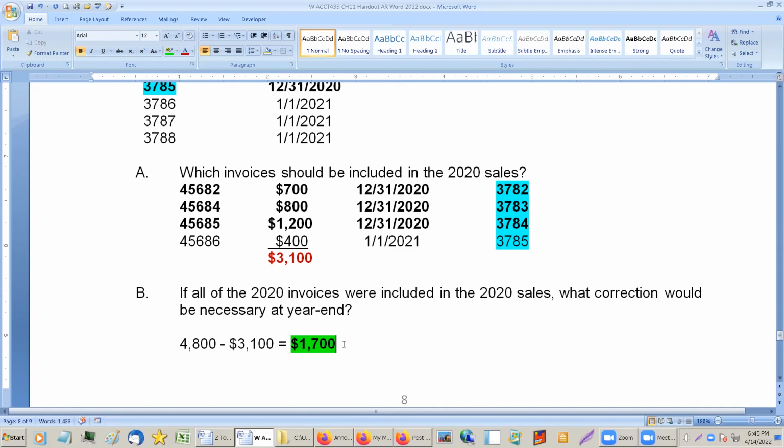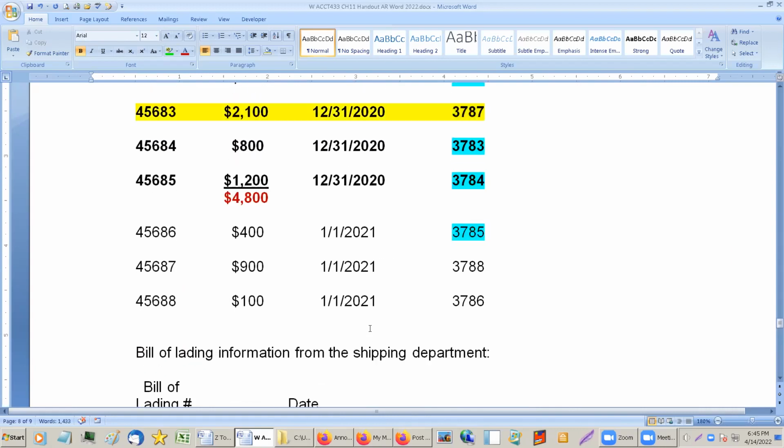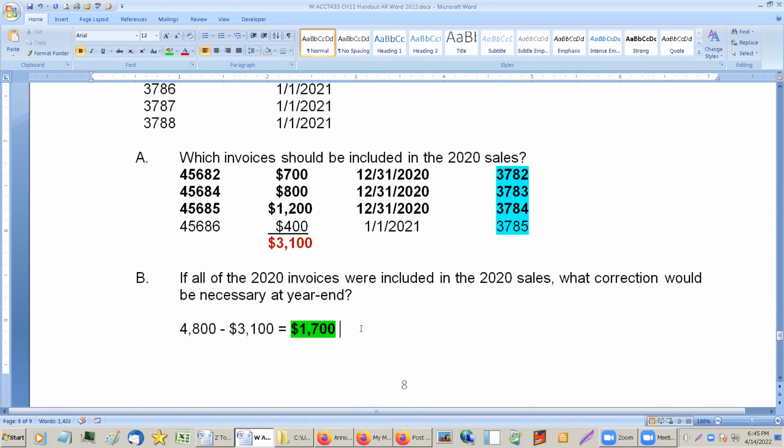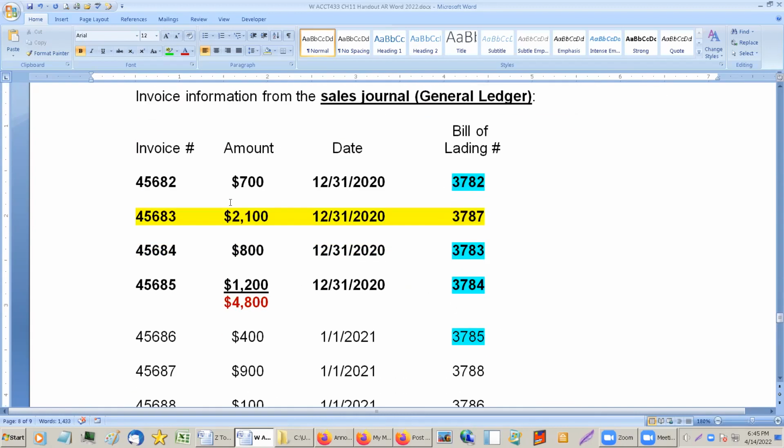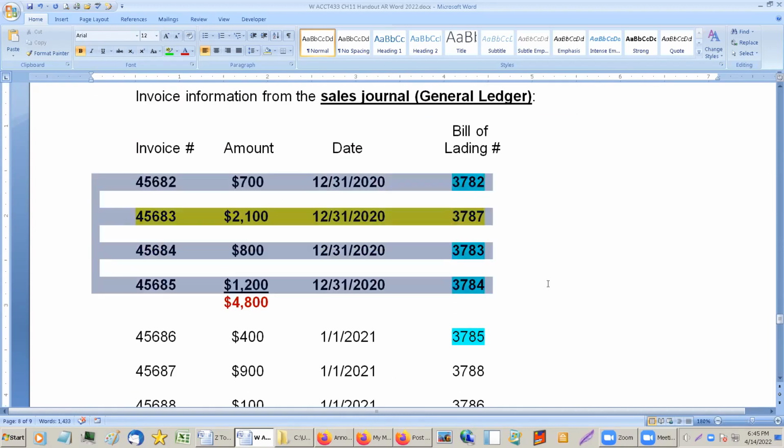So the correction would be 1,700, so reduce the sales by 1,700. How do you get that? From up here, I should bring these down, get it down closer together. So this is what they have recorded.